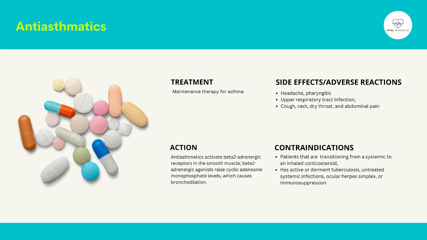Antiasthmatics activate beta-2 adrenergic receptors in the smooth muscle. Beta-2 adrenergic agonists raise cyclic adenosine monophosphate levels, which causes bronchodilation. Corticosteroids prevent eosinophil recruitment, the release of other inflammatory mediators, and the synthesis of cytokines, leukotrienes, and prostaglandins. Glucocorticoids inhibit immunological and hypersensitive reactions. Antibodies that disrupt leukotriene receptor interaction prevent leukotriene from functioning by preventing it from connecting with its receptor.